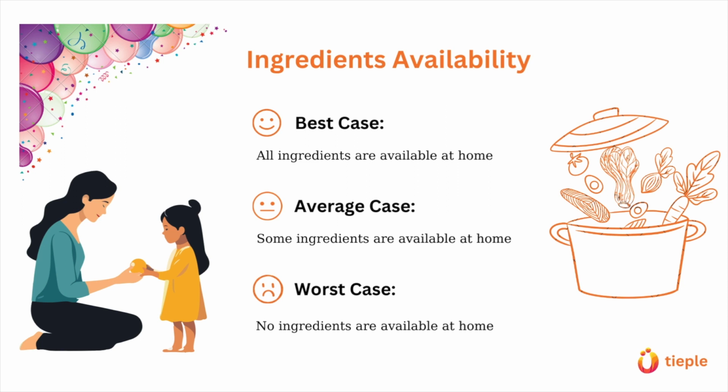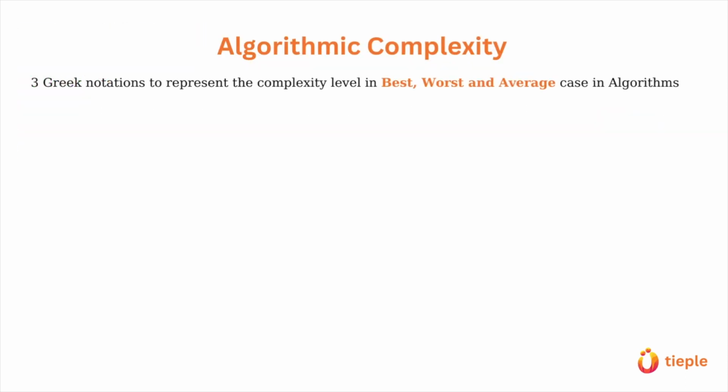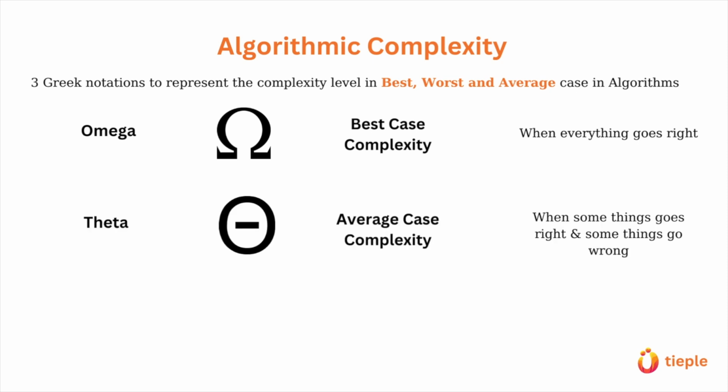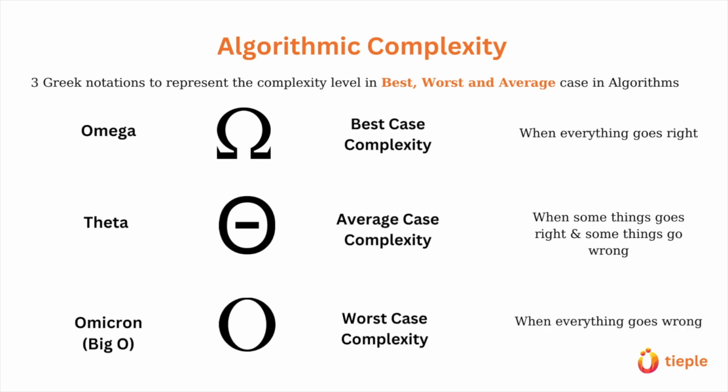Just like these three cases, while analyzing algorithms, we use three Greek notations to represent the complexity level in best, worst, and average case. We have omega representing the best case scenario. It represents the best time and space complexity when everything is perfect. Theta represents the average case, which considers both good and bad situations. Third, omicron or big O is the worst case scenario, the maximum time and space complexity when everything goes wrong.